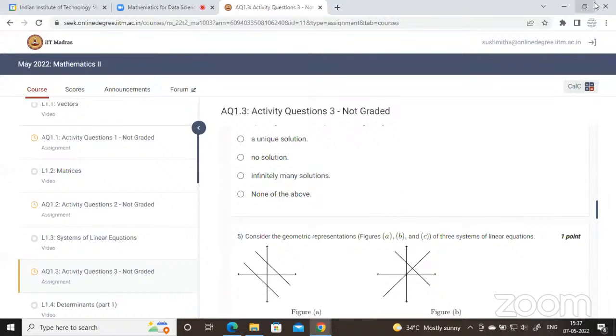What does concurrent line mean? Concurrent line is... what was concurrent lines? I forgot. Concurrent lines, I guess, ma'am, lying on the same plane, is it? Yes, coplanar. Plane means coplanar lines.